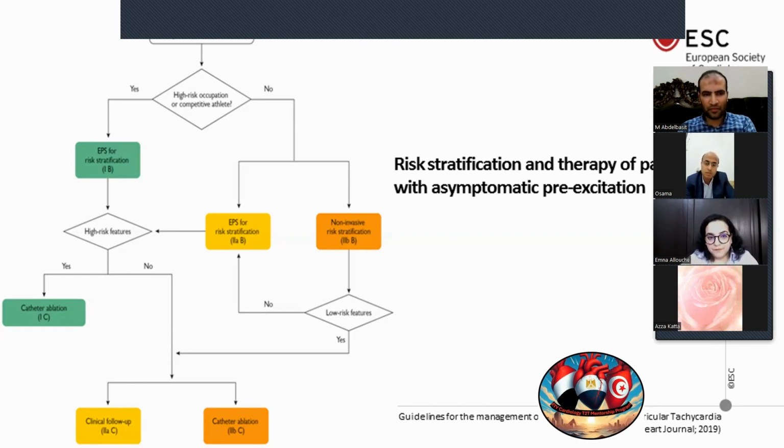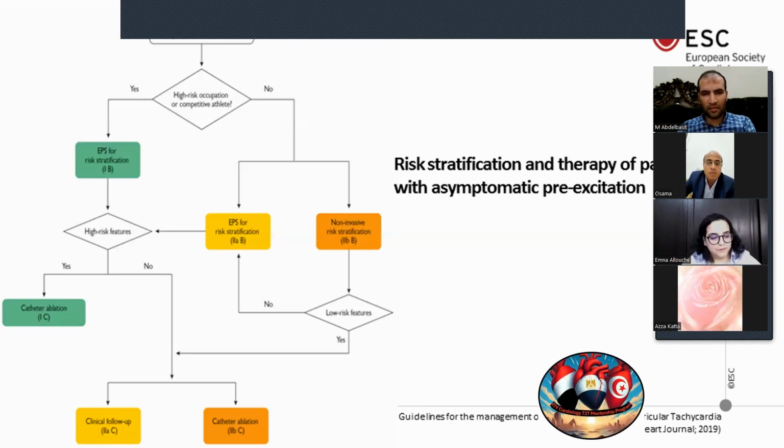The guidelines give us some clues on how to approach these patients. Patients with high-risk occupations, working as drivers or pilots, or participating in competitive sports, if accessory pathways are discovered accidentally, should have an EP study for risk stratification of this accessory pathway, to see if it is a fast-conducting accessory pathway or just a standby accessory pathway. This is for patients with high-risk occupations. Otherwise, the EP study is class 2A for risk stratification for patients with asymptomatic accessory pathways discovered accidentally.